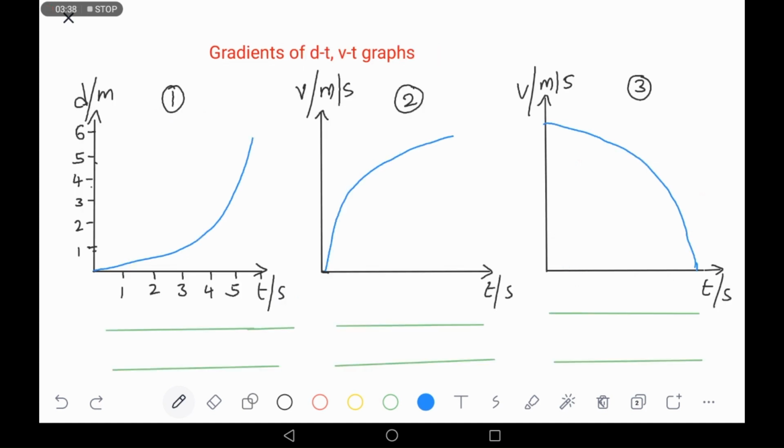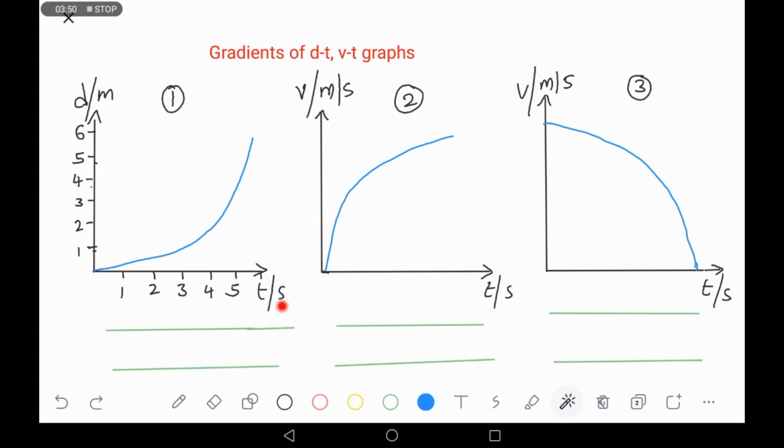Well, let's look at more examples about the gradients. Here I took three random graphs. As you know, in a motion graph lesson, we deal with a lot of distance time graphs or velocity time graphs. The first one is a distance time graph. Here I took some values on the y-axis as well as the x-axis. Distance is in meters and the time is in seconds.